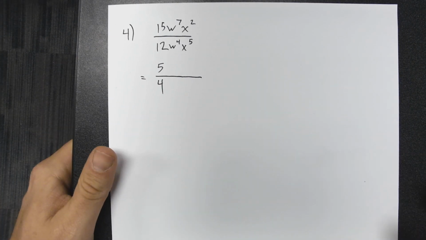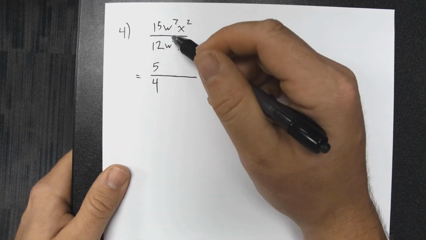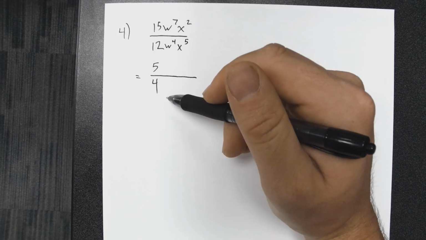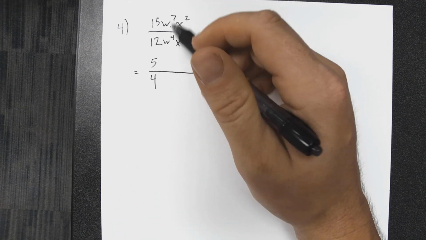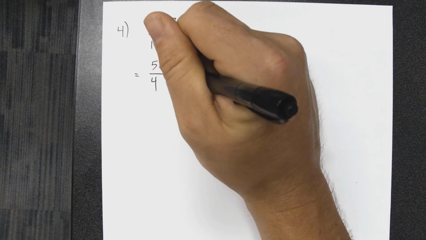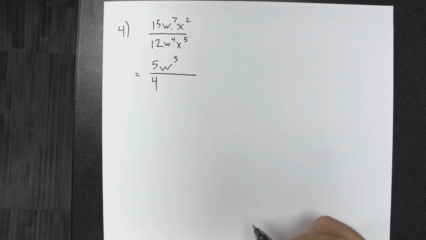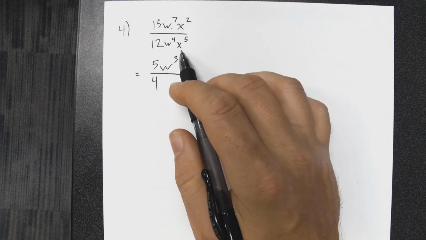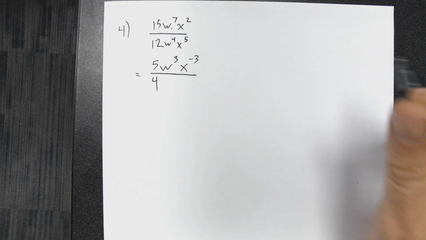And then as for the variables, they're actually easier to work with. Just like on the last problem, when you divide exponents of the same base, you subtract the powers. So w to the 7th divided by w to the 4th, you subtract them, w to the 3rd. 7 minus 4 is 3. You do the same thing here. X squared divided by x to the 5th. 2 minus 5 is negative 3.